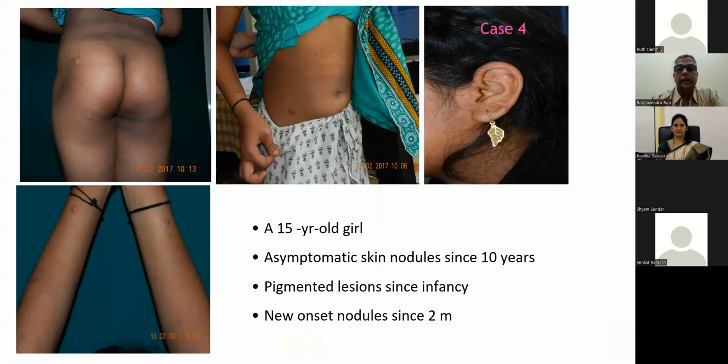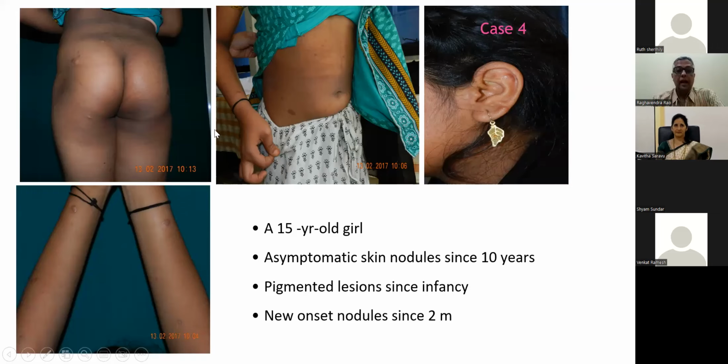The fourth case is a 15-year-old girl who had asymptomatic skin nodules since the age of 10 years. She also had pigmented lesions in infancy. You can see here the pigmented lesions. She had multiple such lesions. But the reason for her visit to the hospital was sudden onset of new skin lesions.